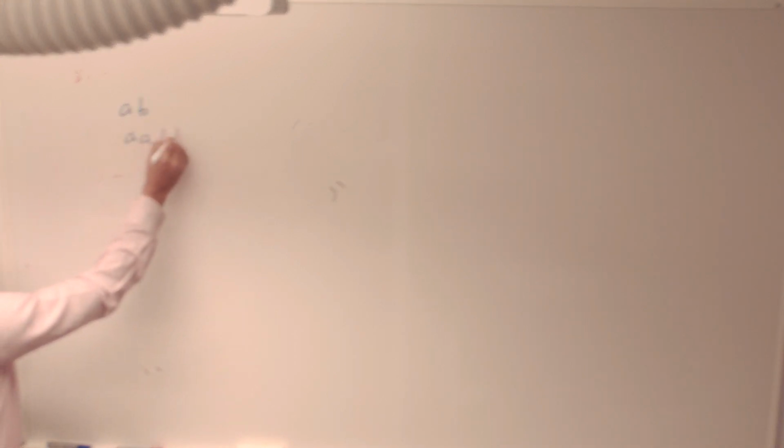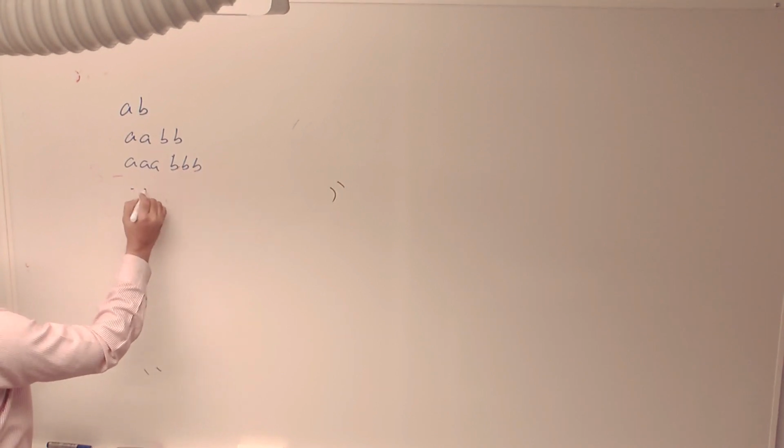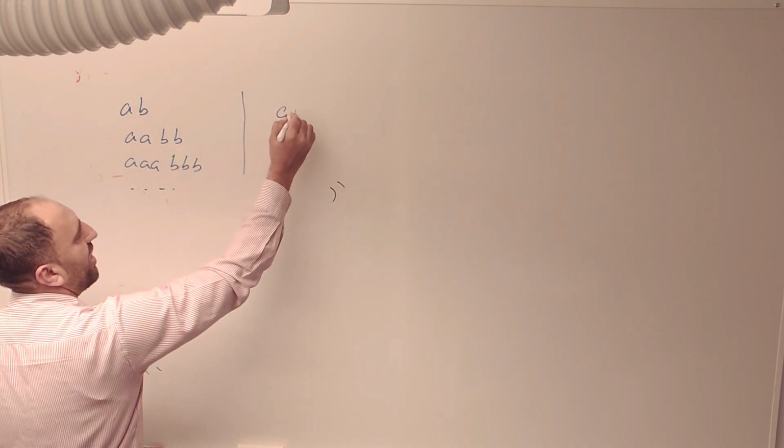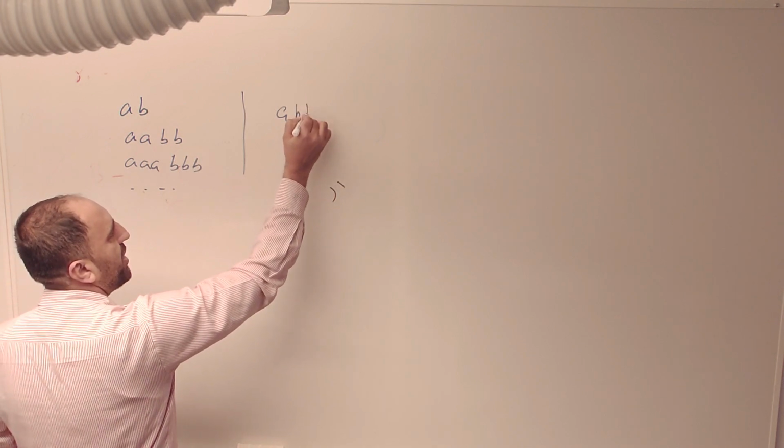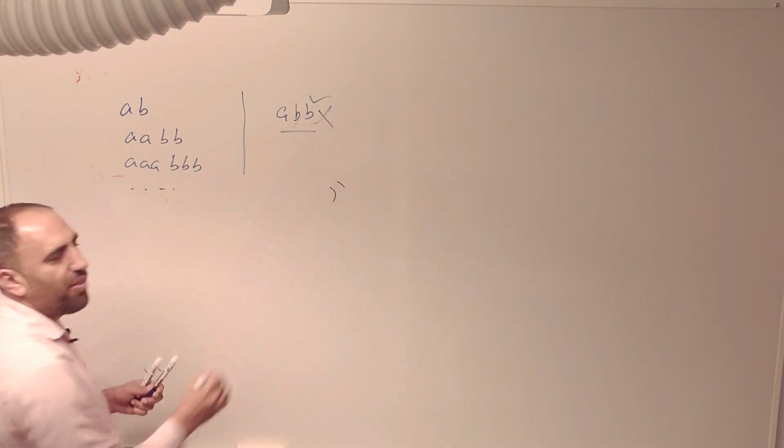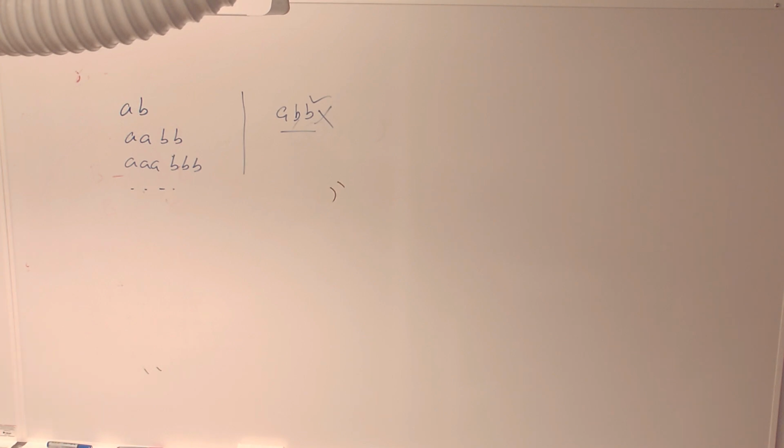So it means that if you have one A at the start, you should have one B. If you have two A's, you must have two B's in the end, and so on. It cannot be like A, B, B, because this is wrong. You have 1 A, but you have 2 B's.